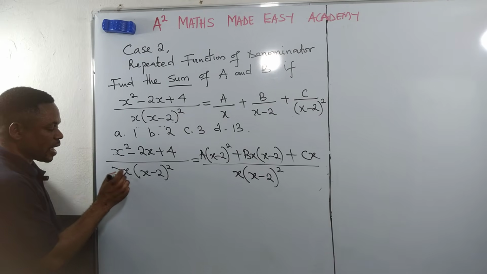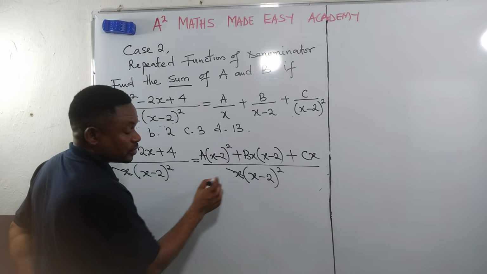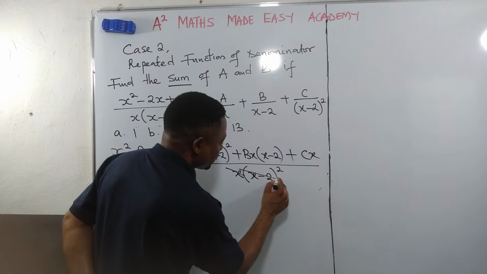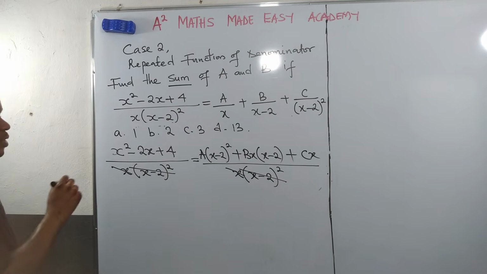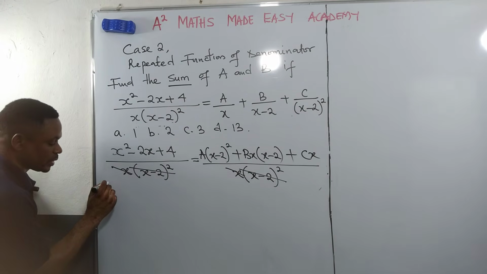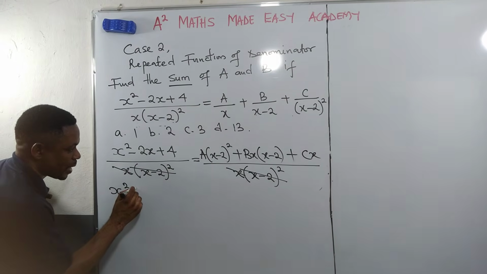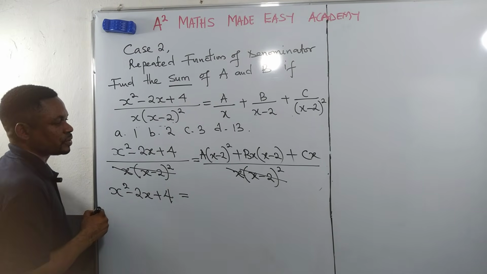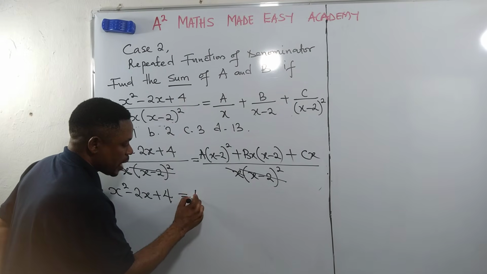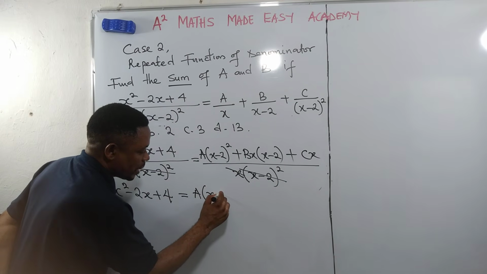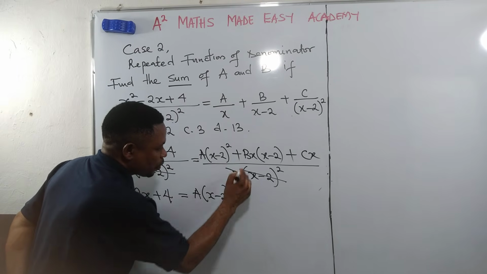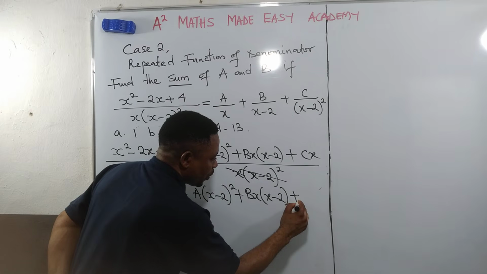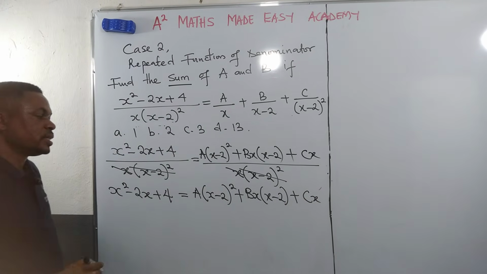Then cancel out. x to the left will cancel x to the right. Now (x minus 2) all squared to the left will cancel (x minus 2) all squared to the right. So what is remaining is the numerator. Bring it out. I will now say x squared minus 2x plus 4 is now equal to, now observe this, A bracket (x minus 2) all squared plus Bx bracket (x minus 2) then plus Cx.